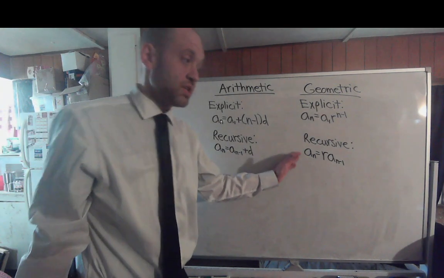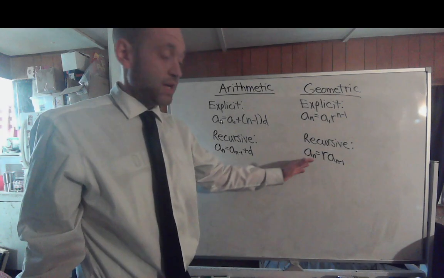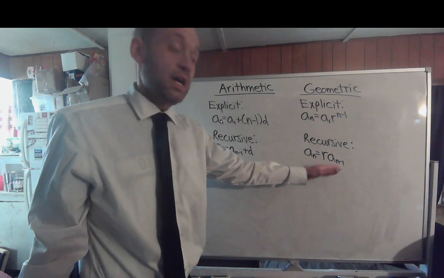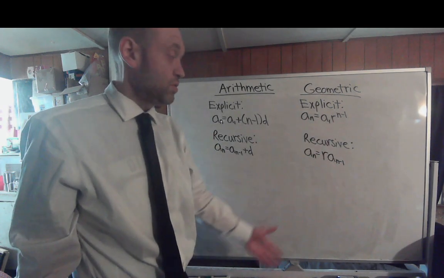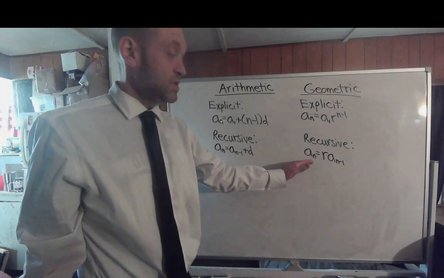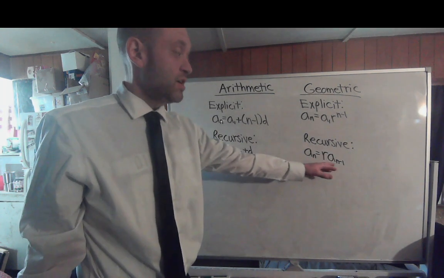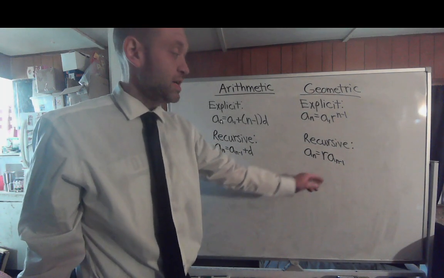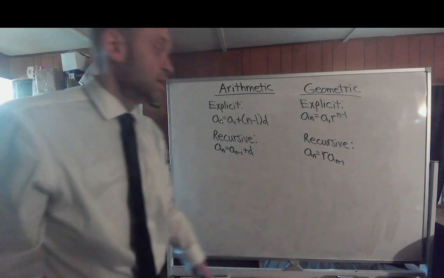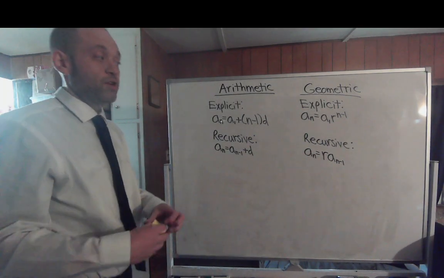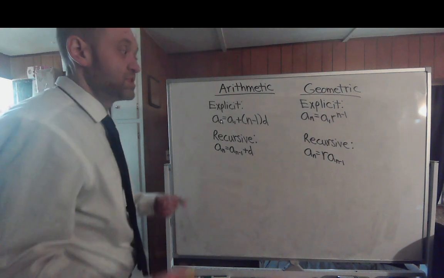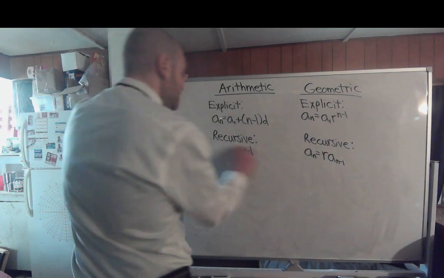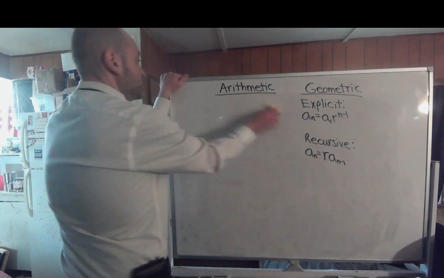For a geometric sequence, the recursive formula is a sub n equals the common ratio times the previous term. So if I know a term, I can take that term, multiply it by the common ratio, and get the next term. So again, the first term is irrelevant in recursive situations. I can find the next term by doing that. So let's get into some examples here.